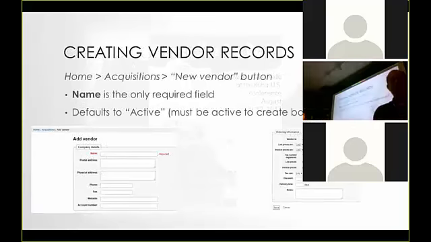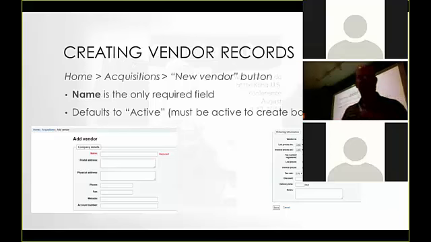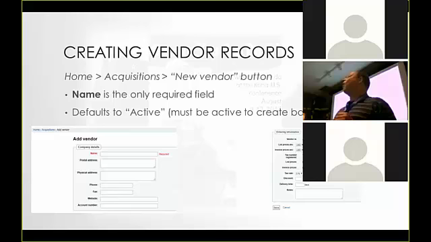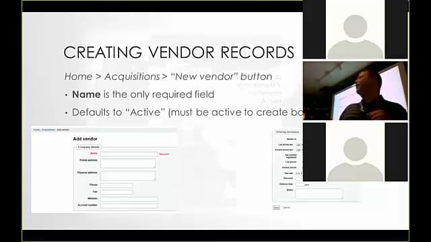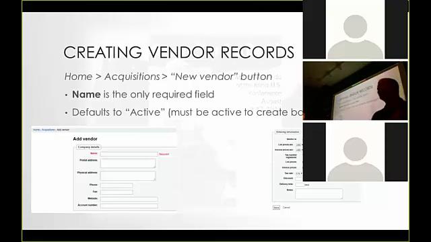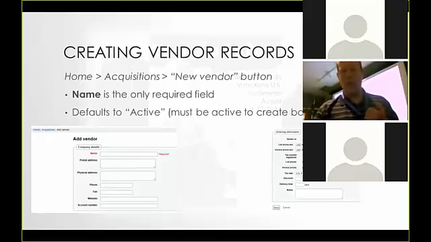So, how do you create vendor records? Click the Vendor button. You can fill in all kinds of details here, but note that the name is the only field you really need, and it's also the only required field. When you create a vendor, it must be active in order for you to do anything else with it.